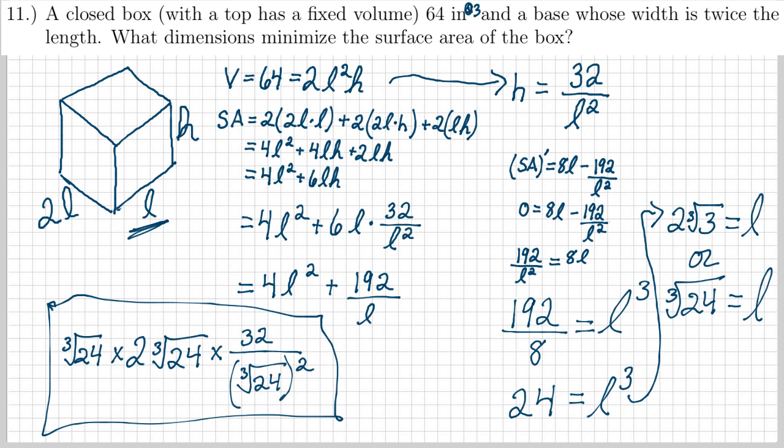You can also consider the endpoints, and that would be where L is 0, which really doesn't make any sense because then you don't have 64 cubic inches of volume. But you know, that's what the minimum is approaching. Or when H is equal to 0, that's basically when L is equal to infinity.